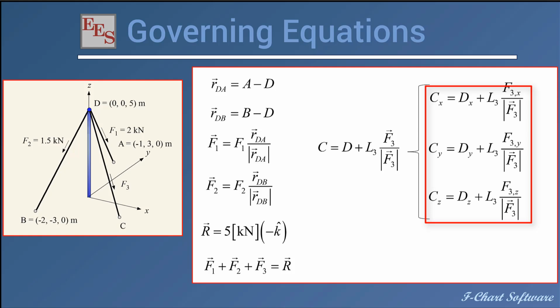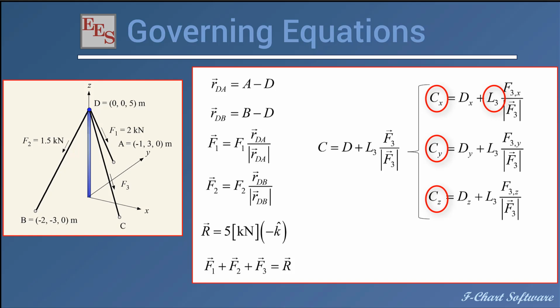There's going to be actually three equations associated with this, which is C sub x is D sub x plus the length, and then the x component of the unit vector, C sub y, and C sub z. So these are three equations right here, and actually in four unknowns, right? I don't know C sub x, C sub y, and C sub z, right?